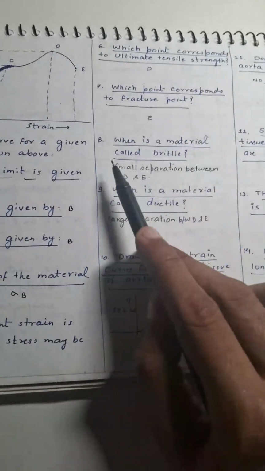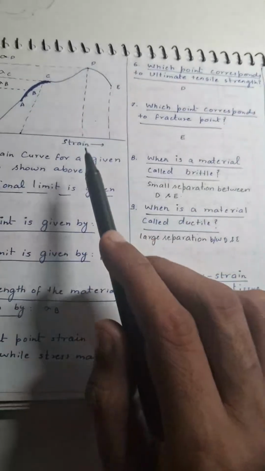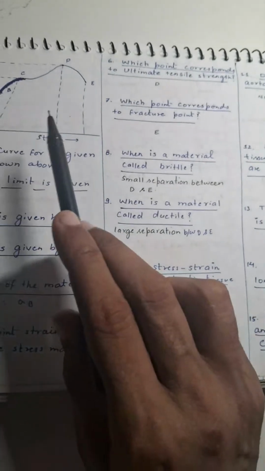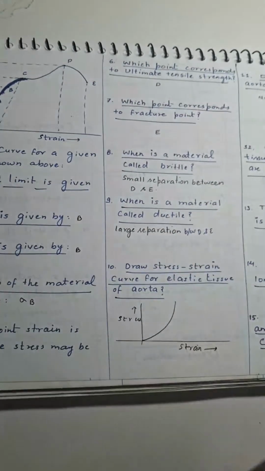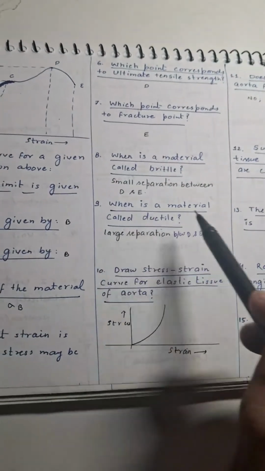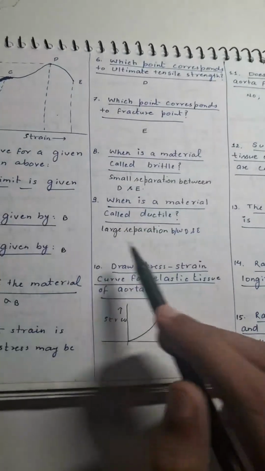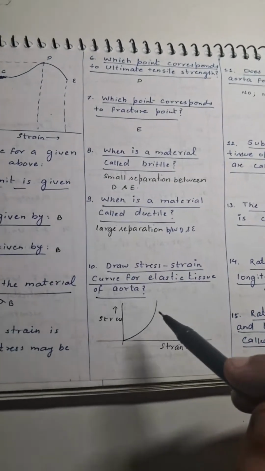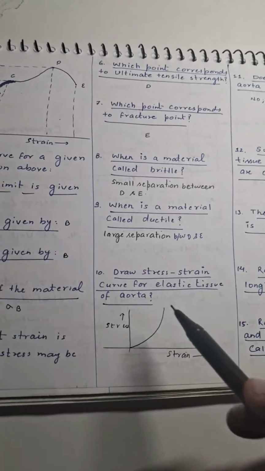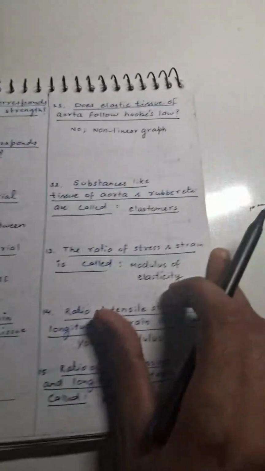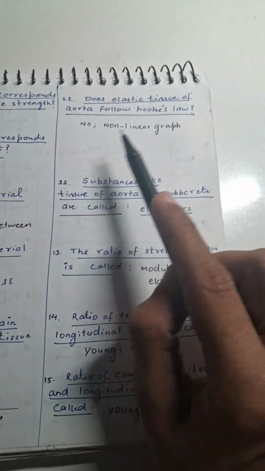Next, when is a material called brittle? A material is brittle when there is a small separation between the ultimate stress and the fracture point. Now, when is a material called ductile? A material is ductile when the gap is large. Next is the stress strain curve for elastic tissue of aorta. That will be a curved graph as given in NCERT. Does elastic tissue of aorta follow Hooke's law? No, it's a non-linear graph and it does not follow Hooke's law.